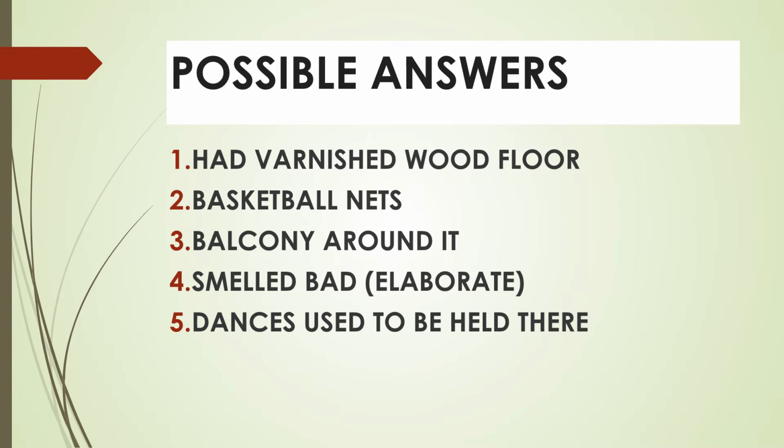Possible answers then, you could have had varnished wood floor, basketball nets, balcony around it, it smelled bad but elaborate on the smell, find the evidence from the text, and dances used to be held there.